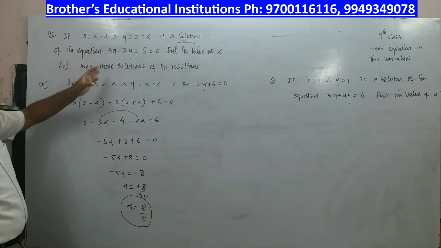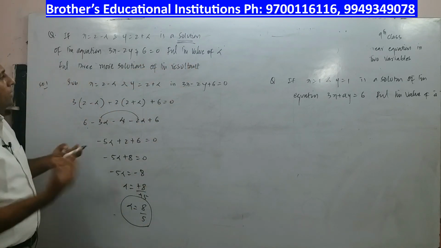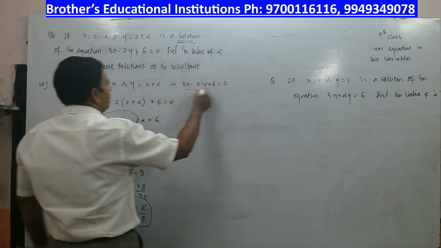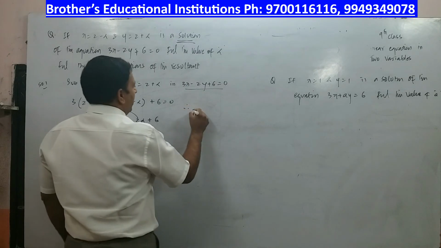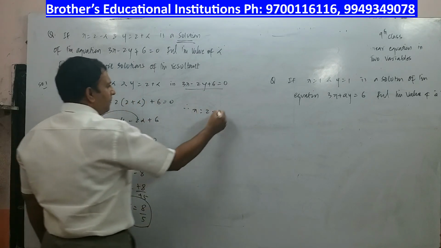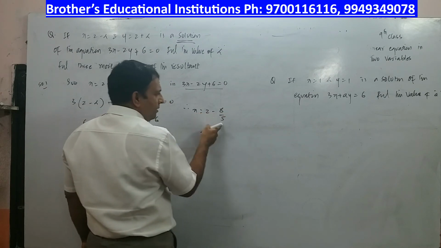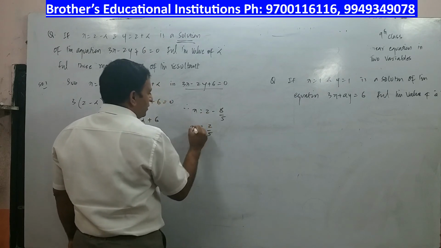So the question asked was find the value of alpha. I have found the value of alpha. It is done. Now he is asking you what are the other solutions. What will I do? What is the first solution that you write? So therefore x will be equal to 2 minus alpha. What is alpha? 8 by 5. So 5 2s are 10, 10 minus 8. You take the LCM, is it not? 5 2s are 10, 10 minus 8 will be 2 by 5. X is equal to 2 by 5.